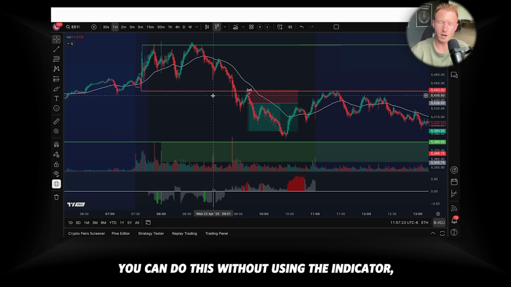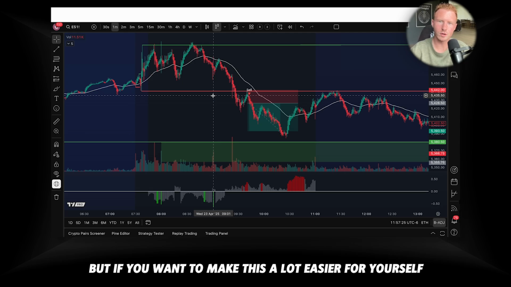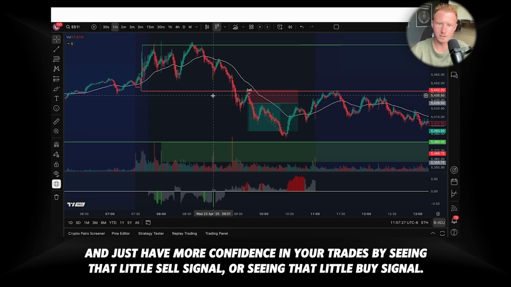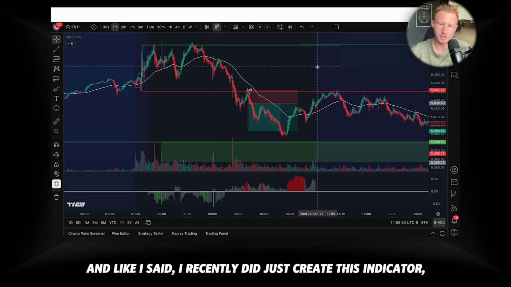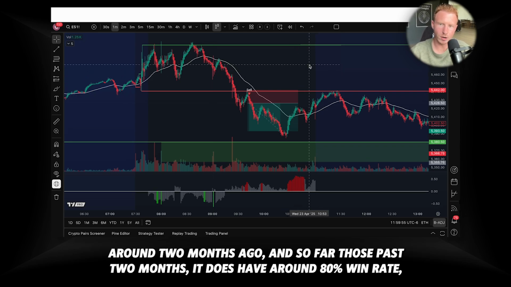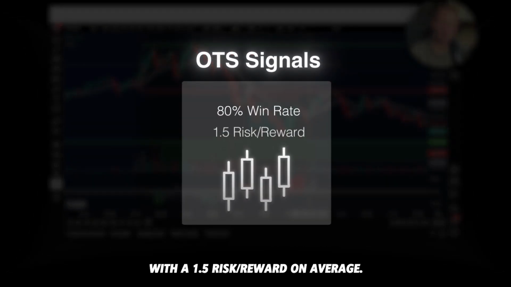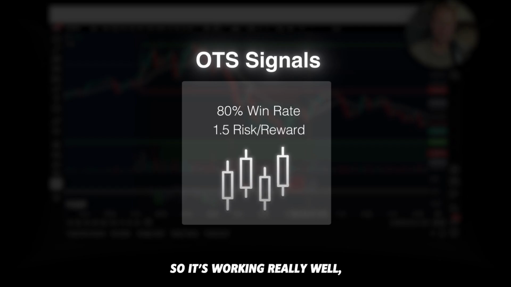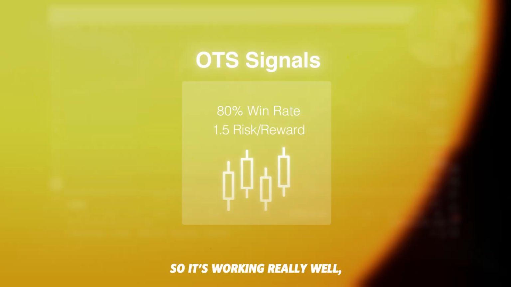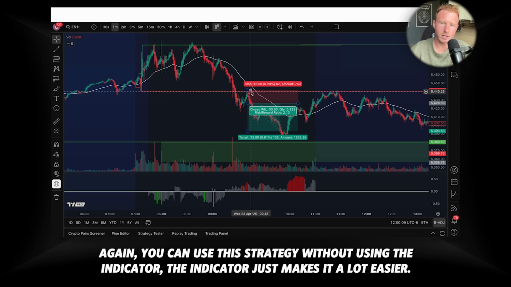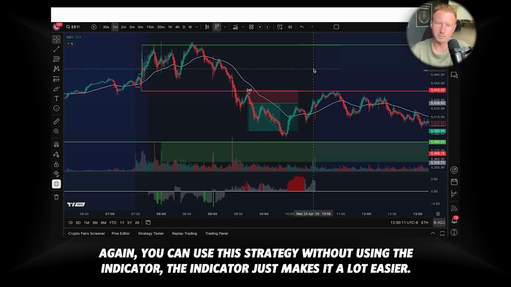You can do this without using the indicator. But if you want to make this a lot easier for yourself and just have more confidence in your trades by seeing that little sell signal or seeing that little buy signal. Like I said, I recently did just create this indicator around 2 months ago. And so far, those past 2 months, it does have around an 80% win rate with a 1.5 risk reward on average. So it's working really well. Again, you can use this strategy without using the indicator. The indicator just makes it a lot easier.